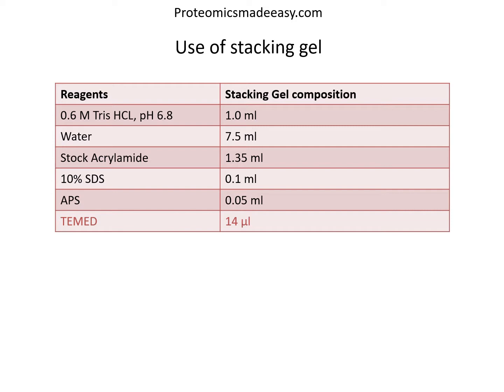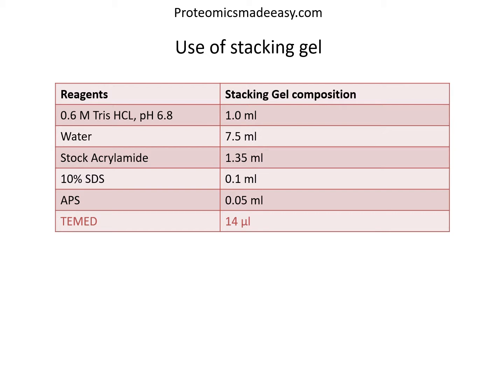You can achieve this by polymerizing a short stacking gel on top of the separating gel. The purpose of this stacking gel is to concentrate the protein sample into a sharp band before it enters the main separating gel, and hence this results in sharper protein bands in the separating gel. And most importantly, this allows relatively large sample volumes to be applied to the gel without any loss of resolution.